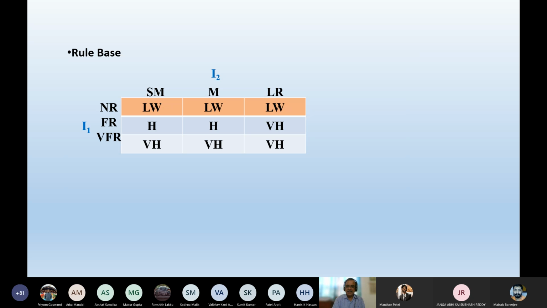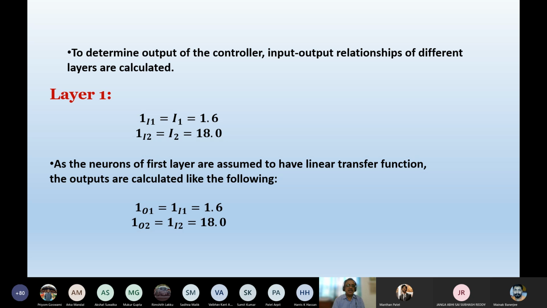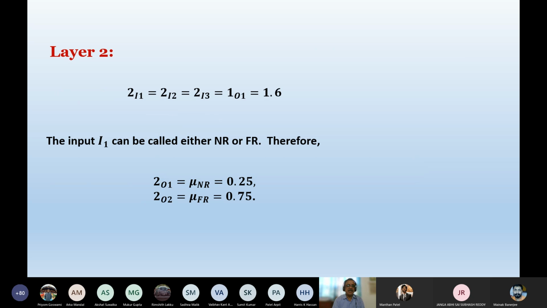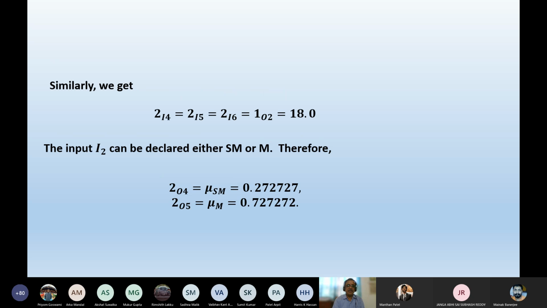So this was the rule base, and as I told, out of these 12 rules, at a time a maximum of 4 will be fired. And this is layer 1. So output is nothing but input, and we have got the linear transfer function. And in layer 2, we try to find out the membership function value corresponding to the set of inputs. So this is nothing but the fuzzification module.